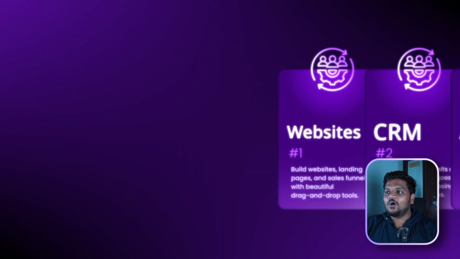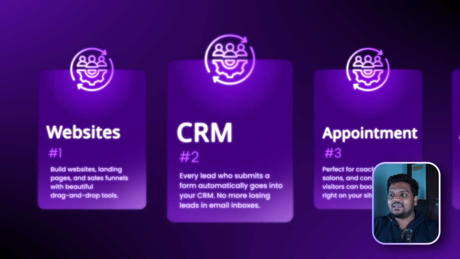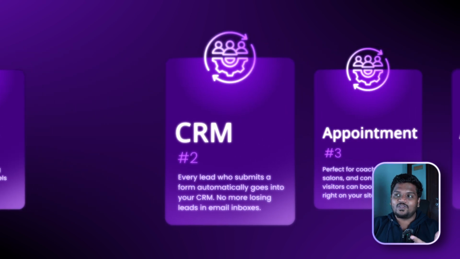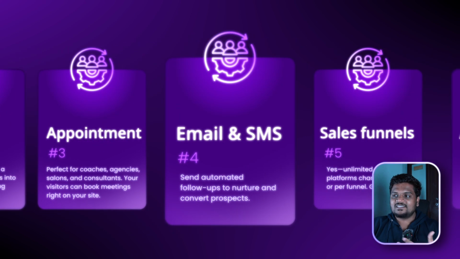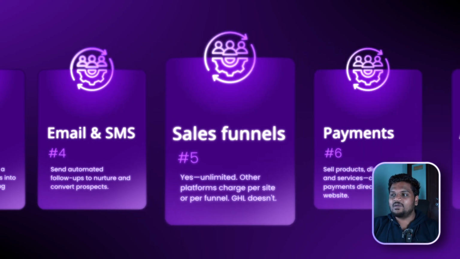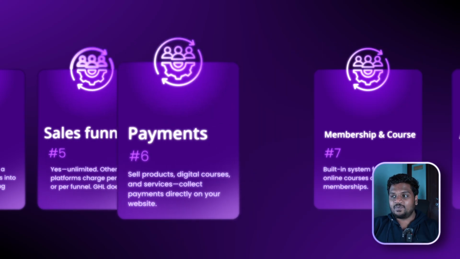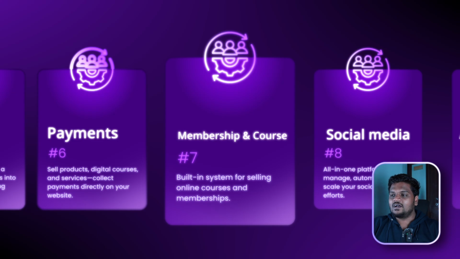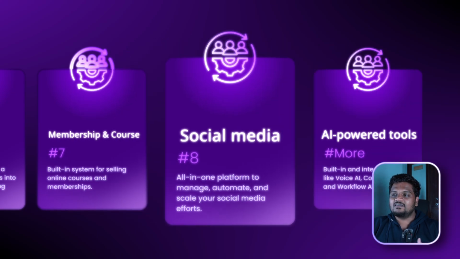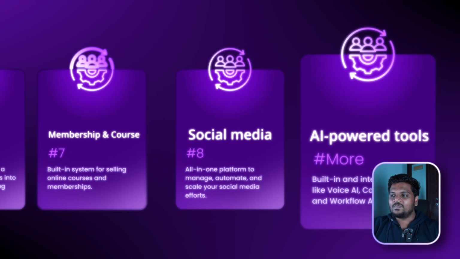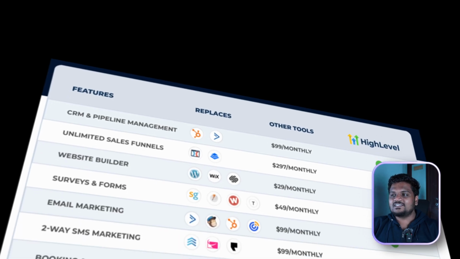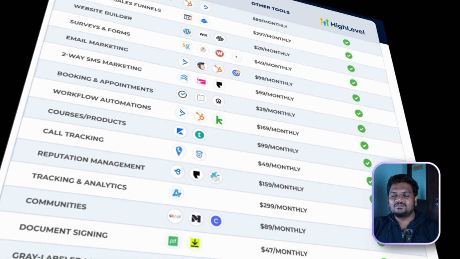Just to be clear, what we have built so far is only about 20% of what GoHighLevel can actually do for us. On top of building websites, you also get a built-in CRM here, appointment booking, email and SMS marketing system, sales funnels, payment collection system, membership areas where you can run your courses, social automation, and even a lot of other AI-powered tools, which I'll be explaining later. So this isn't just a website builder, this is a full business operating system. Cool, right?